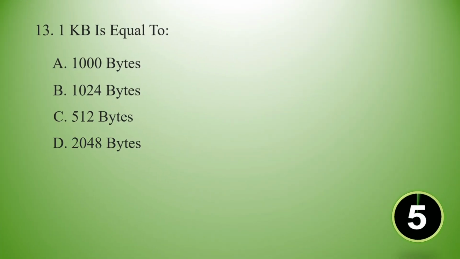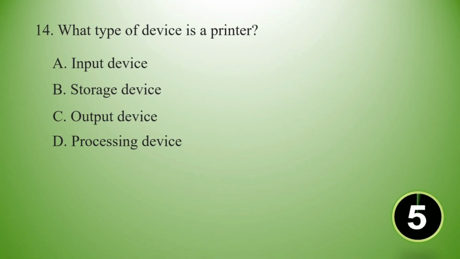13th question is, 1 KB is equal to. And the answer is 1024 bytes. 14th question is, what type of device is a printer? And the answer is output device.